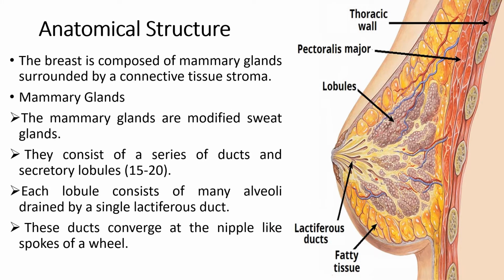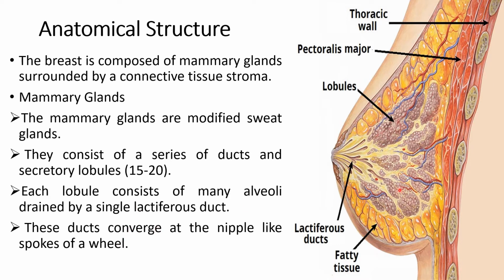The breast is composed of mammary glands surrounded by a connective tissue stroma. The mammary glands are modified sweat glands. They consist of a series of ducts and secretory lobules. Each lobule consists of many alveoli drained by a single lactiferous duct. These ducts converge at the nipple like the spokes of a wheel.